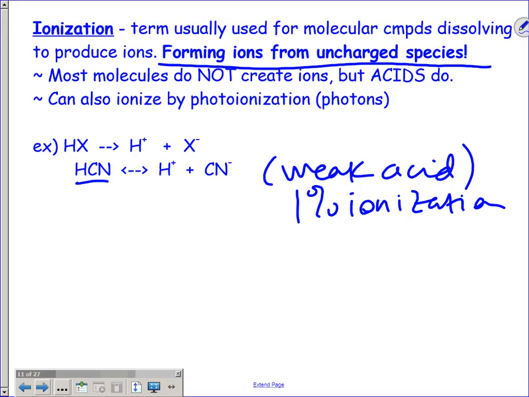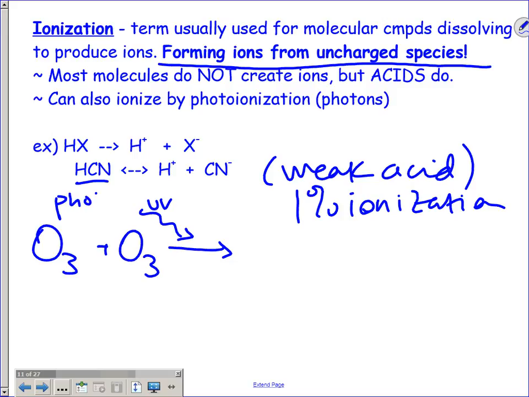So another way that we can ionize things is through photoionization. So an example is ozone plus ozone can form free radicals or form ions by UV being added to it, or photons. Photons are light. Photons are light added to them, and it's going to make something like a free radical.